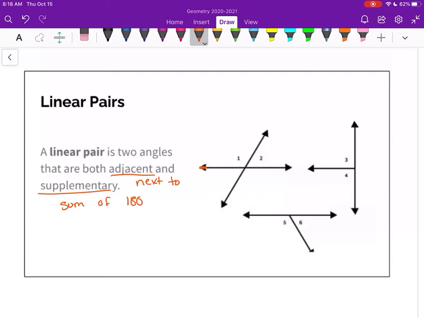And so I can see that in a picture because they create a line when they are next to each other. So here angle 1 and angle 2. Here these might even be right angles. If I have 2 right angles next to each other, then those would be a linear pair. Or I could have another set of angles over here, and they create a line when they are next to each other. So that's a linear pair. Linear, line, remember that.